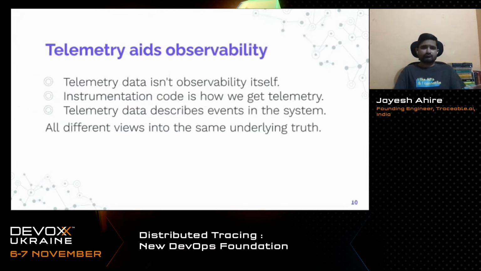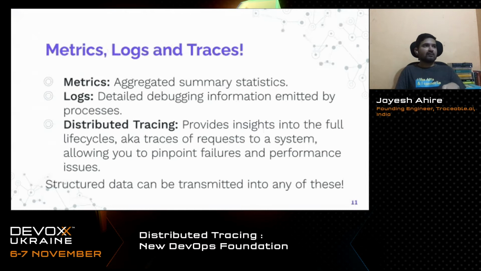But we have to keep some things in mind, like telemetry data isn't observability itself, and instrumentation code is how we get the telemetry. So to aid observability use cases, your application needs to be instrumented in the first place. But basically telemetry provides us the same underlying view into the same truth. So let's just talk about metrics, logs, and traces, which will help us transition into tracing itself.